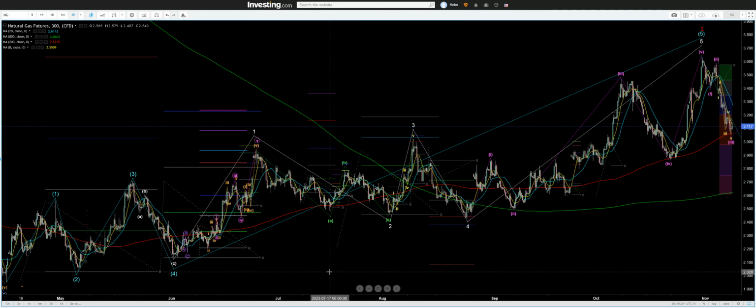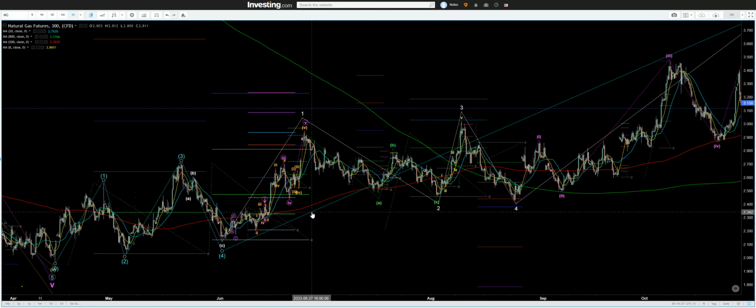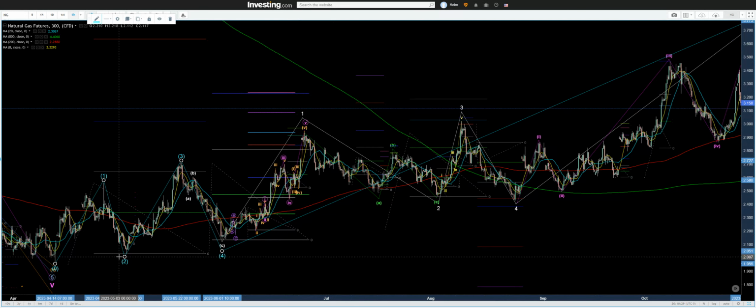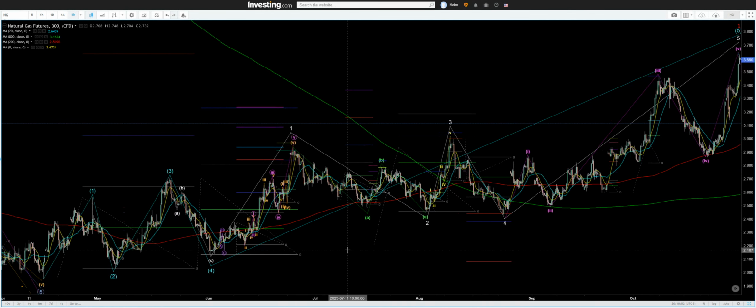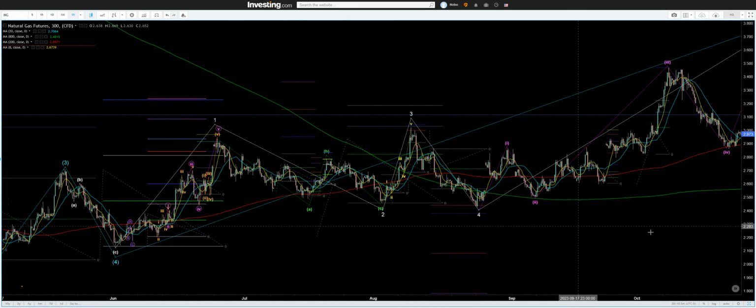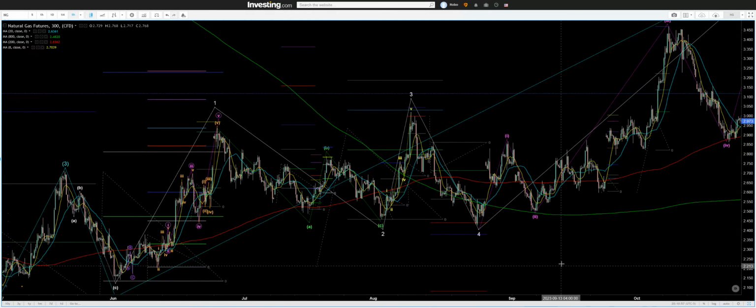Let's go through this here. So this intermediate wave degree here, we got 1, 2, 3, 4, as 4 comes into the price territory of wave 1 over here. And then we get the long extended wave 5. If you disagree, I'd like to hear about why and what your alternate wave count is in the comments below, or come and see me on my Discord server, and we can discuss. I'm always open to discussion, always open to alternate points of view and counts.